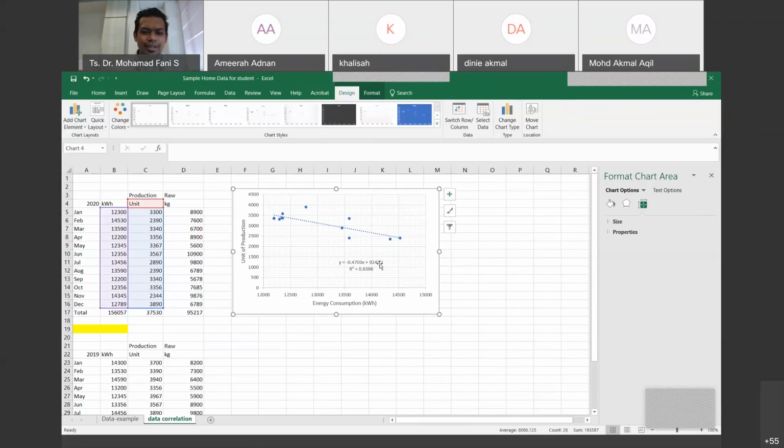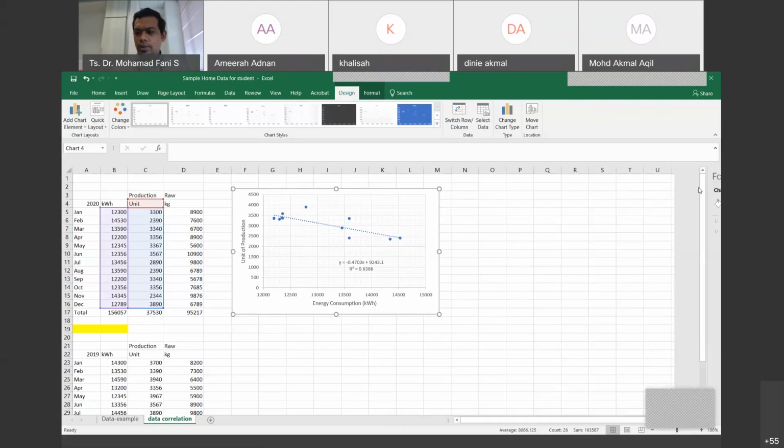Do you get the same R square value here? The unit of production versus energy consumption. Okay, now. Okay, focus now. Because at the end of this class, you must submit this one to me.